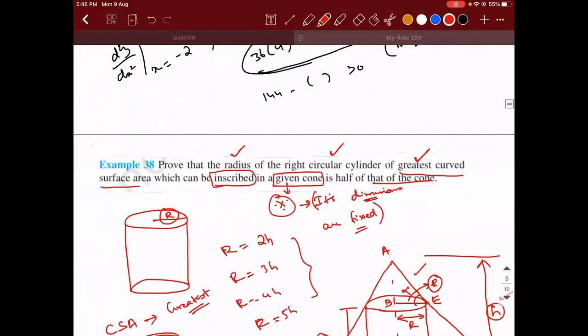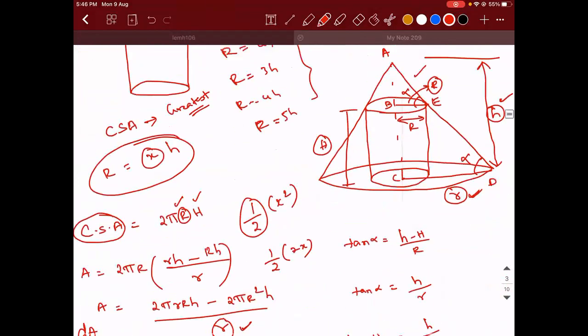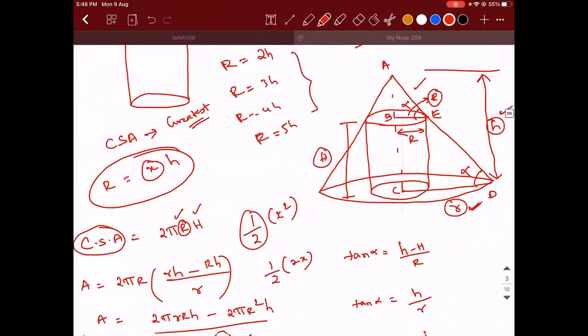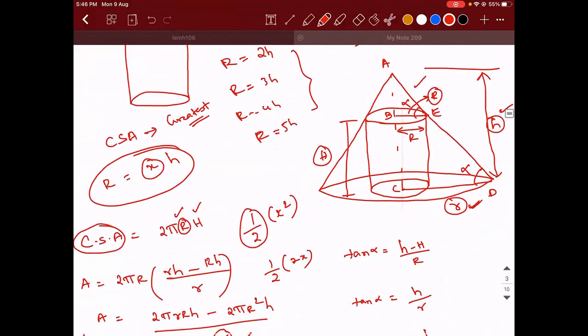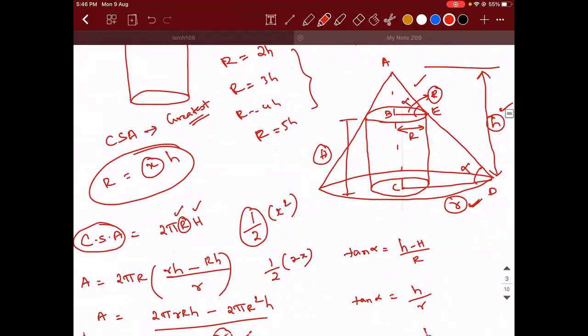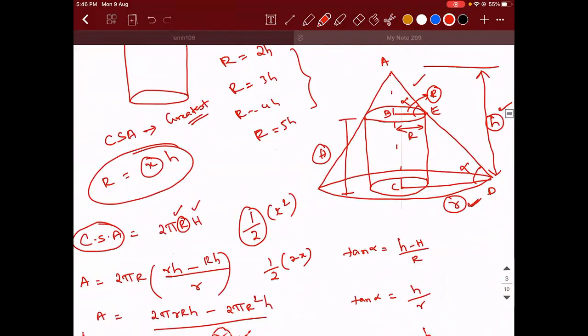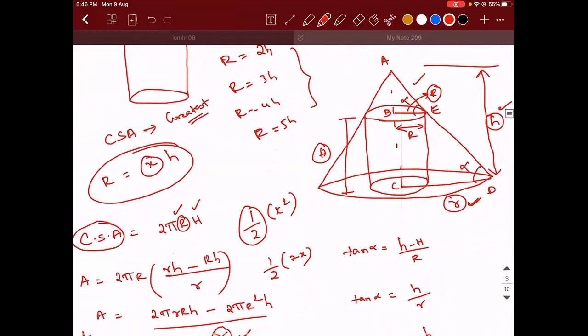That's the radius of the right circular cylinder of greatest curved surface area. Sir, could you show the question for a minute, sir? See, actually, what has happened is this height is also capital H only, and this radius is 2 times capital R.